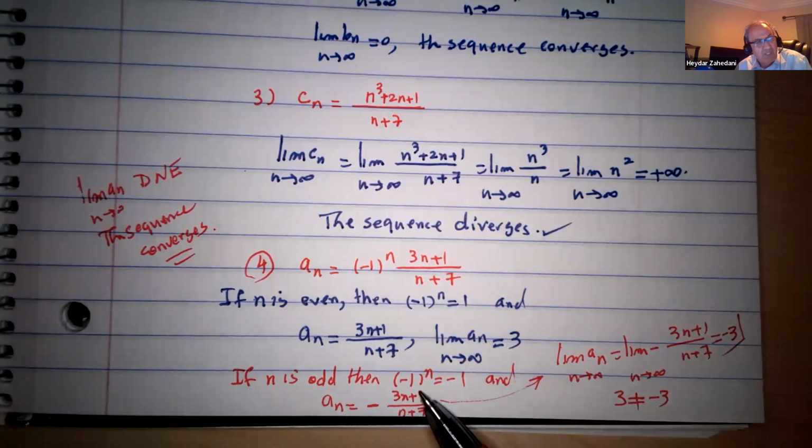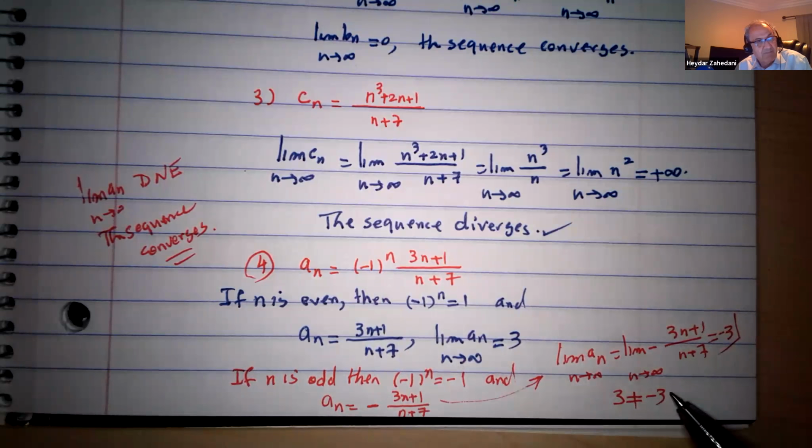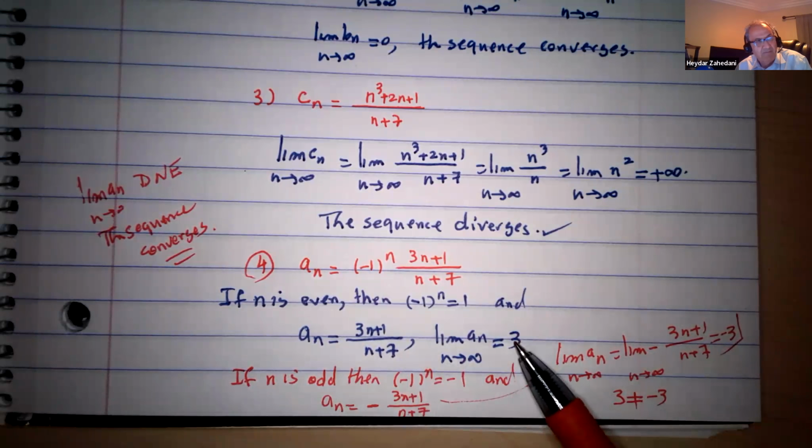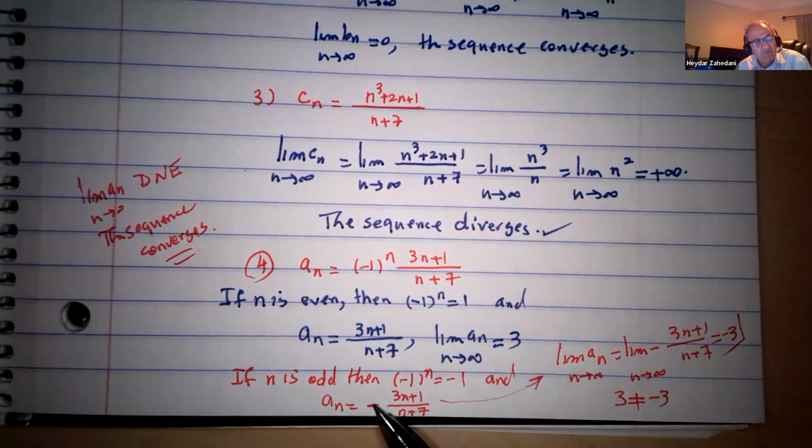But if it happens to be odd, the power can be 1, 3, 5, 7, so (-1)^n would be -1. So you get -3. So you have infinitely many terms of your sequence converging to 3, and infinitely many terms converging to -3. So what is the limit? You can't say that. So in that case, the limit does not exist.